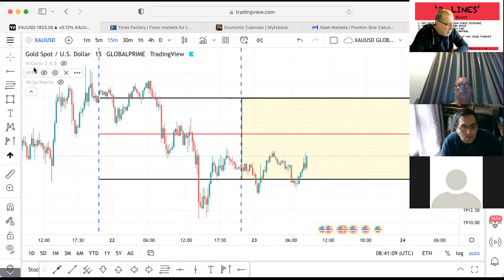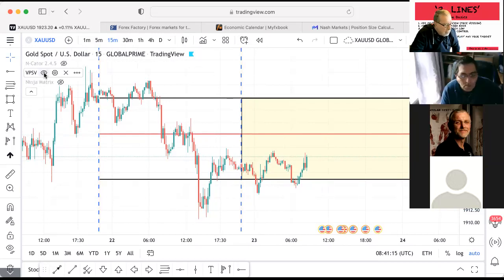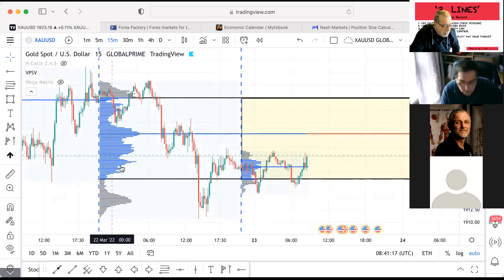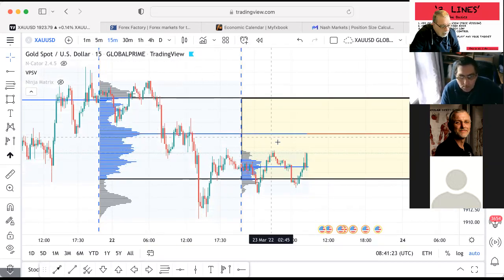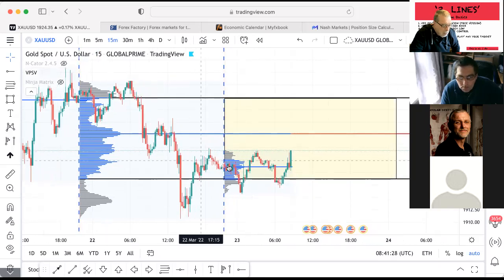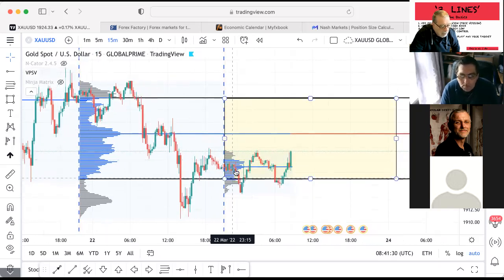If you've got a paid for version, you can access this, which is VPSV, volume profile session volume, and you'll see why I use this in a second. We've now got volume profile for yesterday, which, as you would expect, is exactly the same as the one I drew on a few minutes ago, but I've also now got volume profile for today.